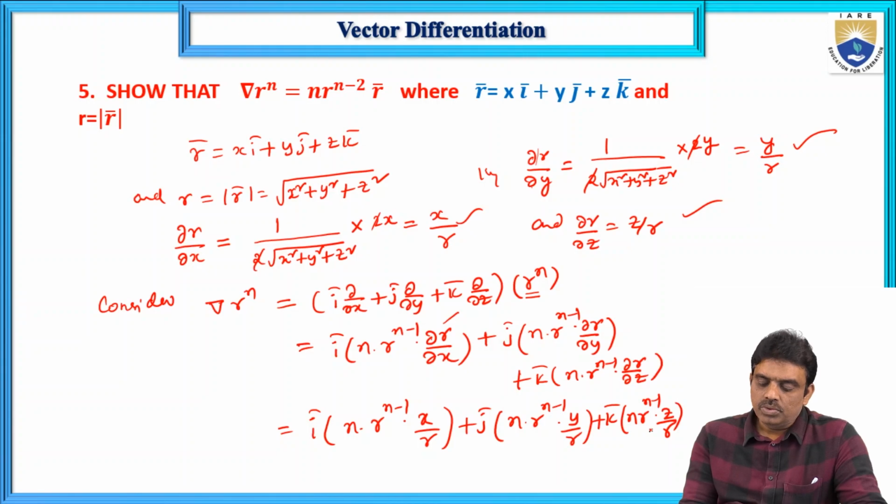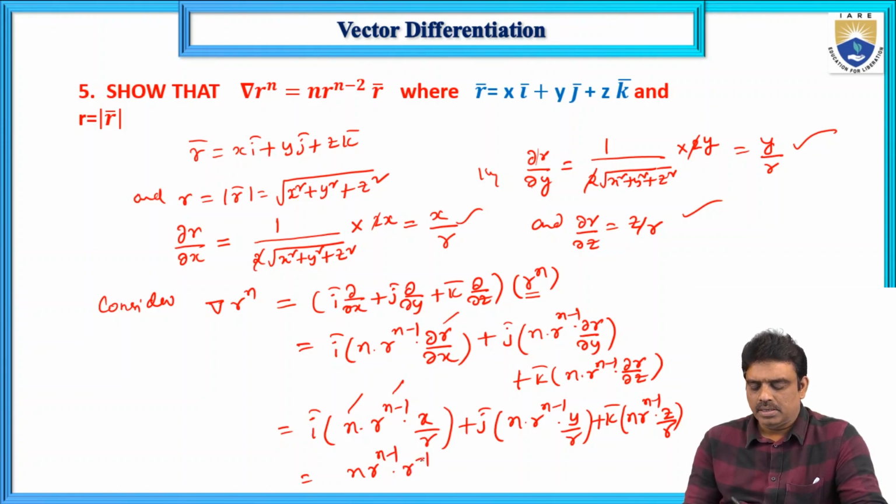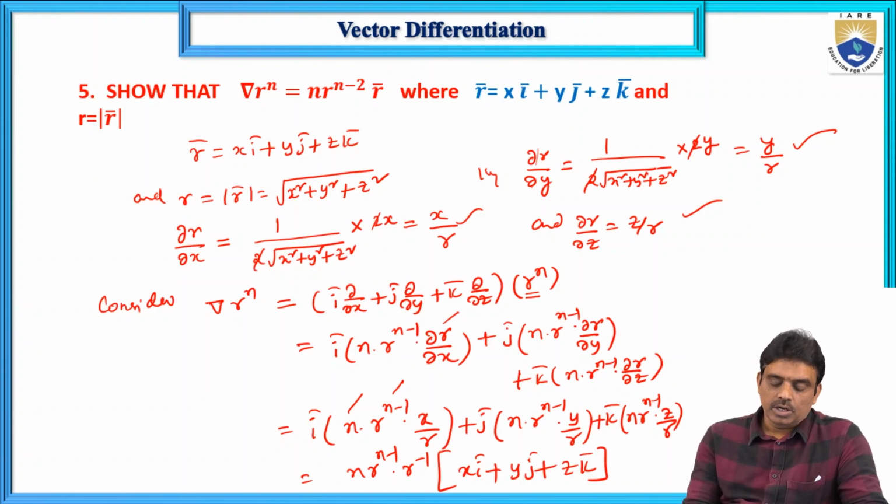So now I can take out n r^(n-1)/r, that is the common term. I can take out n into r^(n-1) into r^(-1). On writing in the numerator r^(-1), in the first term what you will get is x î, in the second term y ĵ, in the third term z k̂. I hope this is clear.